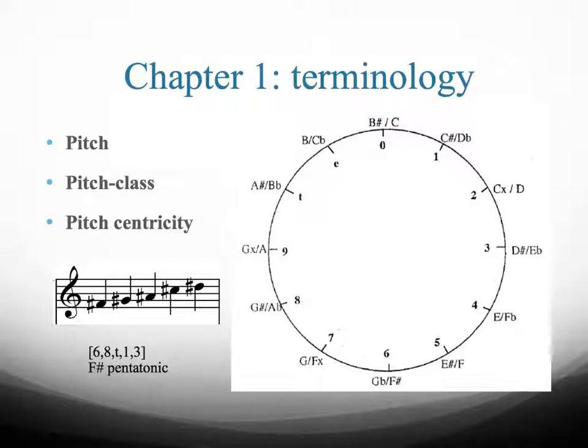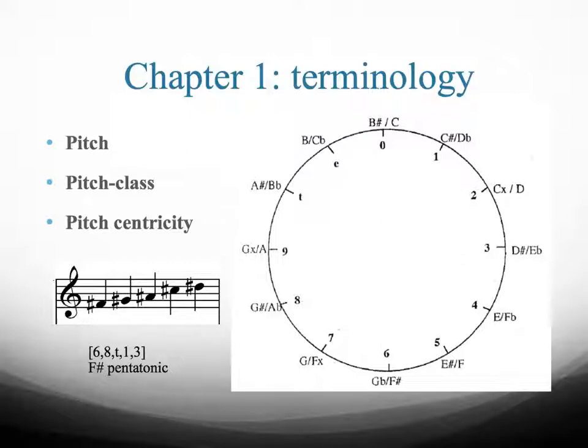So given the pitches shown here, F sharp, G sharp, A sharp, C sharp, D sharp, we say that it constitutes a pentatonic scale with a pitch center of presumably F sharp, so F sharp pentatonic. According to this method, we put all the pitch classes of this scale from the lowest note to the highest note with commas in between in square brackets, so it goes [6, 8, t, 1, 3] to describe it as a pitch class set.